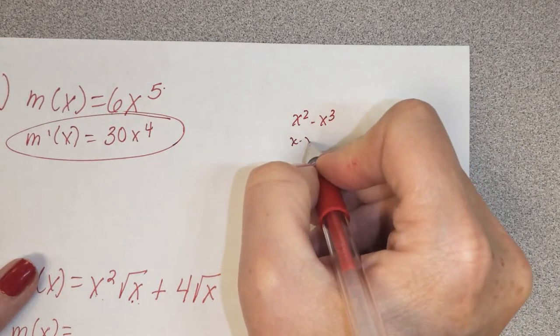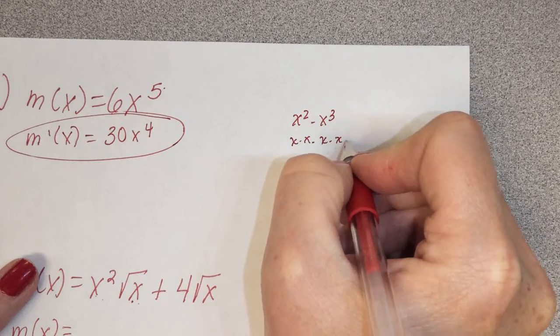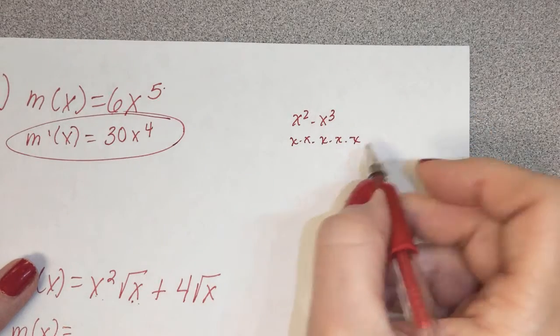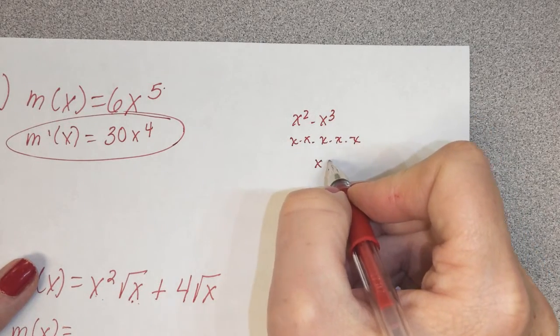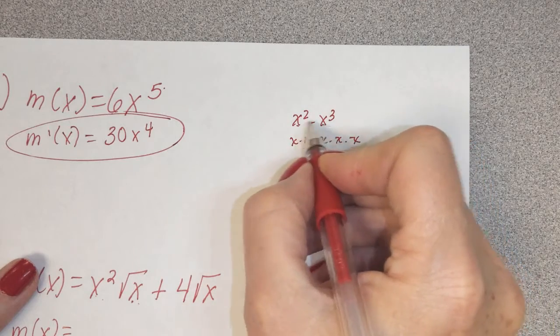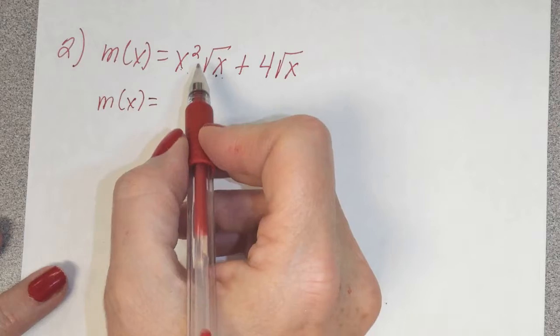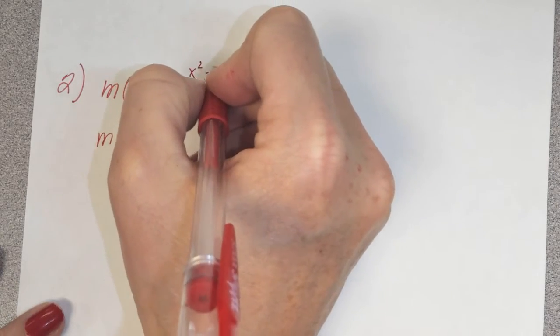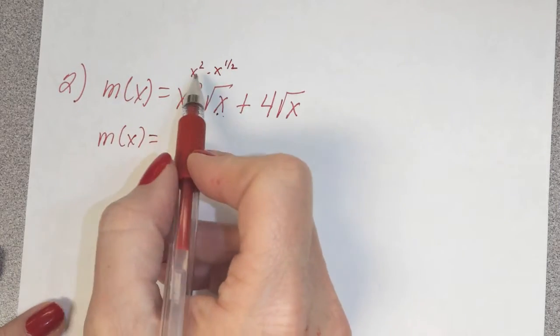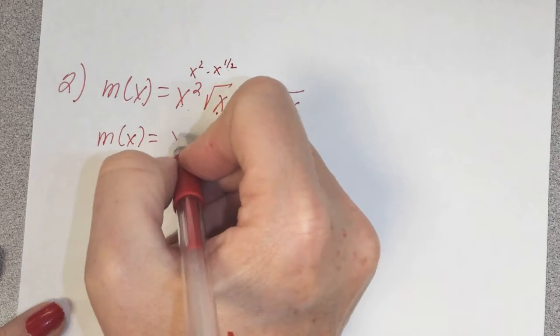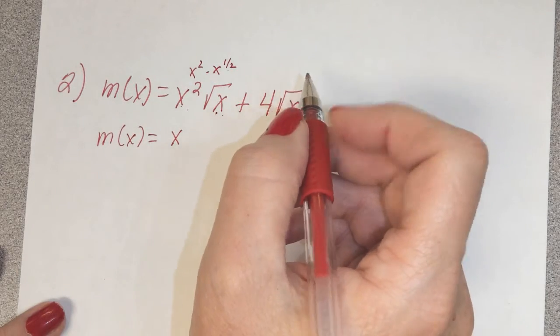X squared means x times x. X to the third is x times x times x. What's another name for that? X to the fifth. So what do we do when the bases are alike? Add the exponents. So therefore, this is going to be really x squared times x to the 1/2. What do we get if we add those exponents? 5/2.